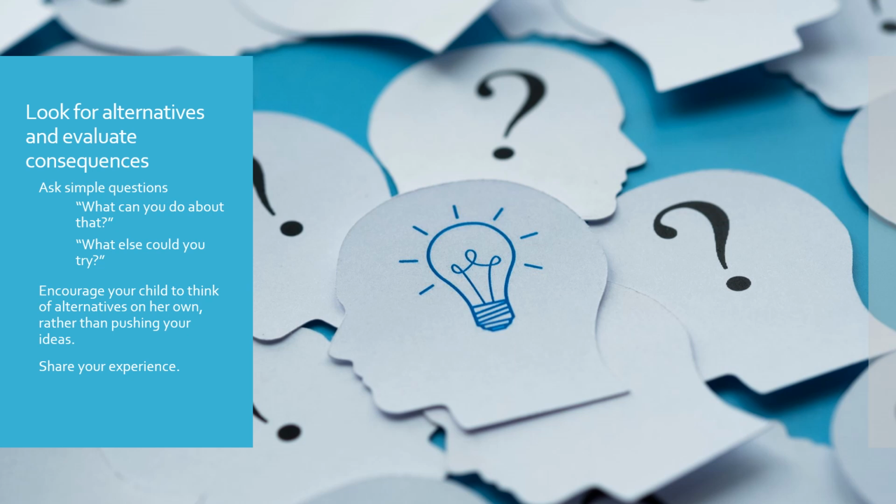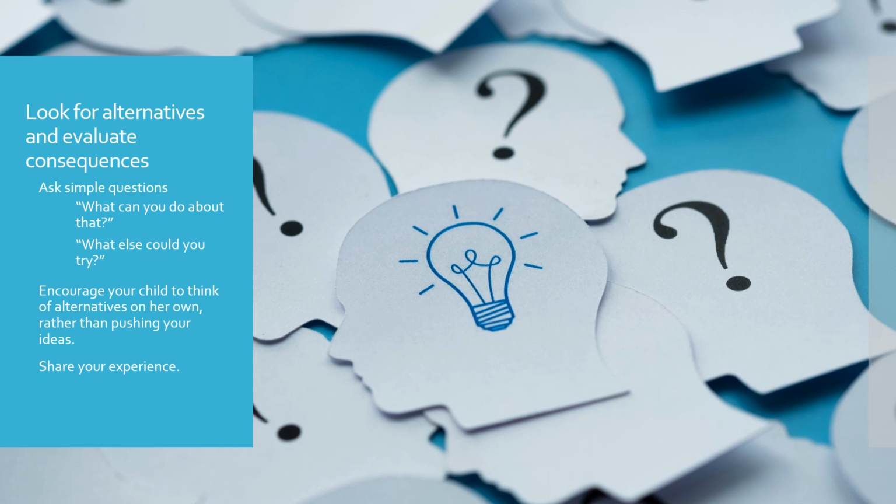The parent's role is to slow them down, help them look at various options, and predict the likely consequences of each option. So you can move on to step 3 by asking simple questions like, what can you do about that? Or what else can you try?